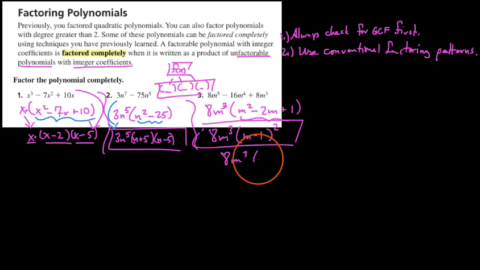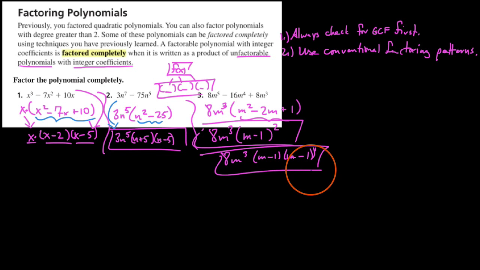We can certainly write this as m minus 1, m minus 1 without scrutiny. That's a totally fair thing to do. But this is the completely factored form. Cheers.